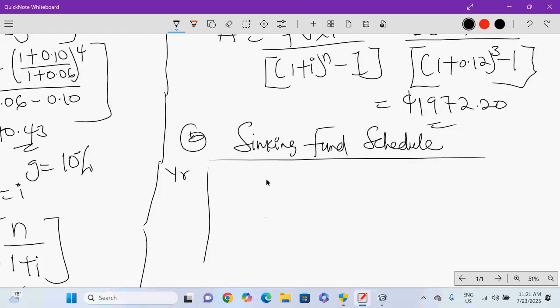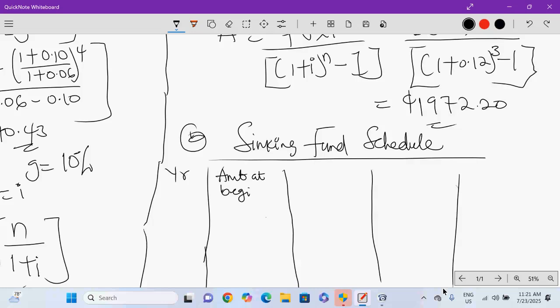We have the year, the amount at the beginning, and the principal. The interest, and what else? The annual or the equal payment into the fund, and then the amount at the end.